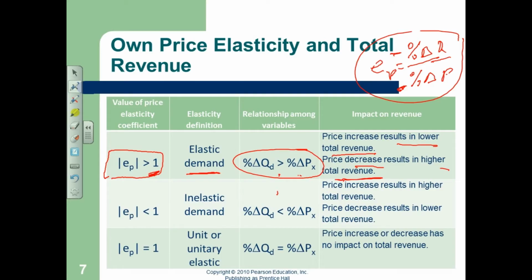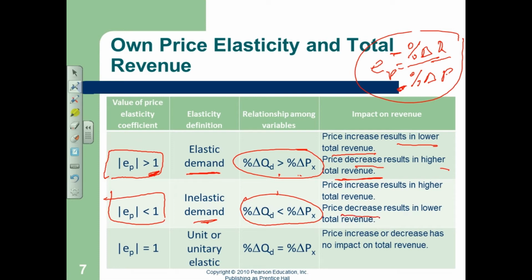One more time, if demand is elastic, when you lower your price, your revenue will go up. On the other hand, if demand is inelastic, the opposite would happen. If demand is inelastic, that means in your formula, the numerator would be smaller than the denominator. The percentage change in quantity would be less than the percentage change in price. Therefore, in that case, when you lower your price, your revenue would also be lowered.